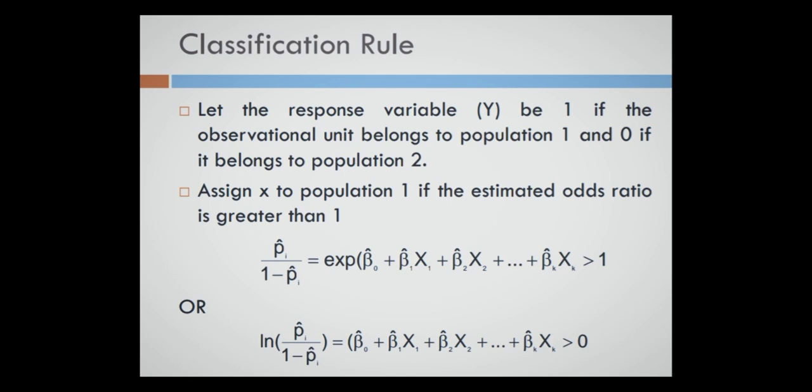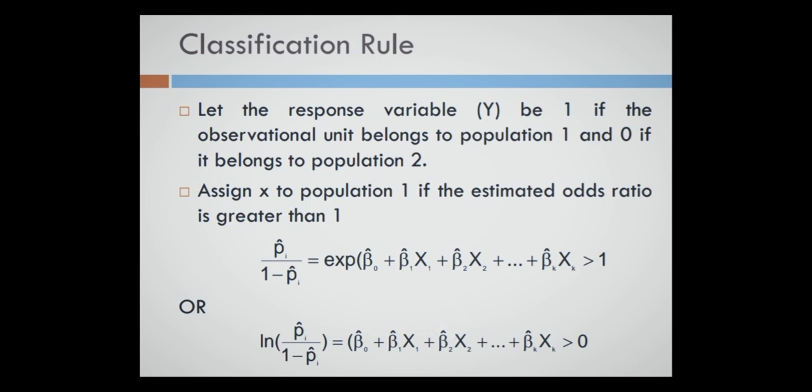If we calculate the exponent, ataupun dipanggil the odds ratio, when we replace all the x, then we get the value is more than 1, so we will assign that new observation to the population 1. Okay, if less than 1, we will assign that new observation to the second population.